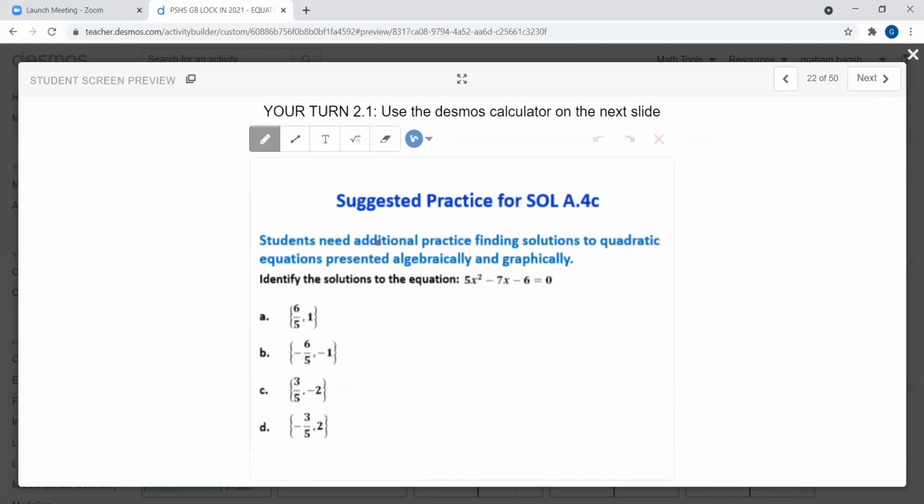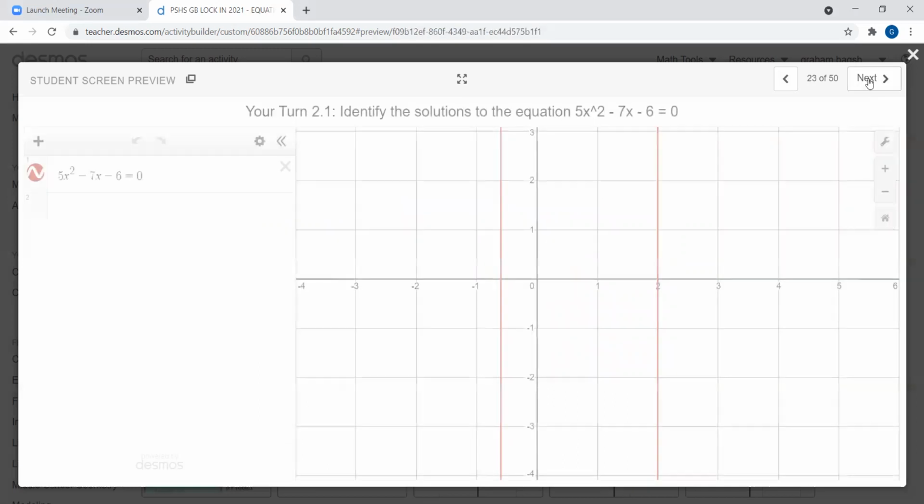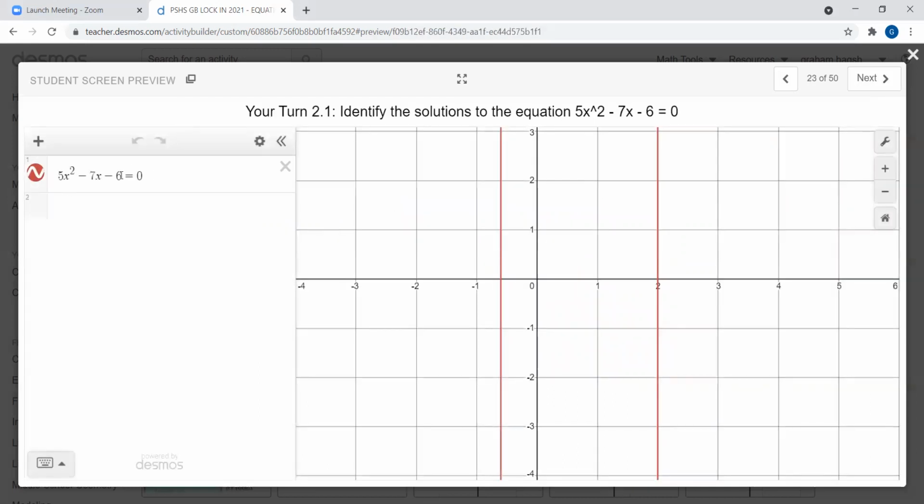So use the Desmos calculator on the next slide. They did suggest that people practice this question. Identify the solutions to the equation 5x squared minus 7x minus 6 equals 0. And then we got some multiple choice answers. Now for speed, I actually already typed this in. And notice this time we actually have two vertical lines. So let's look to see what they are. We have -0.6. So let me write that down. And 2. So let me put that on the next one.